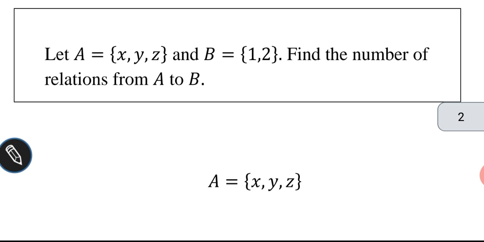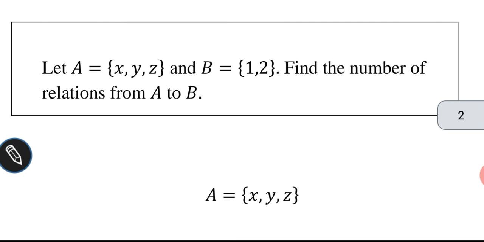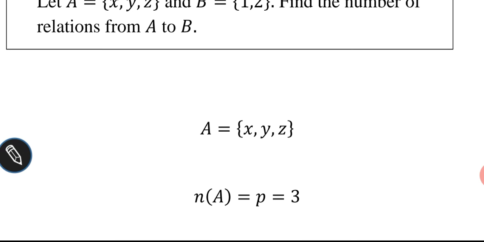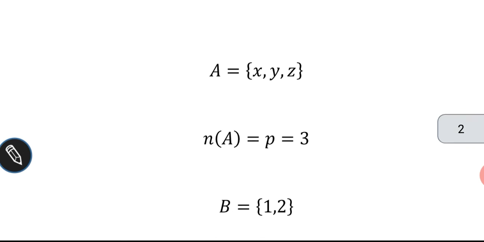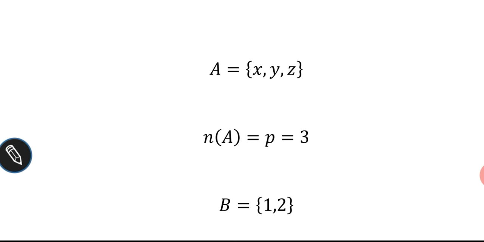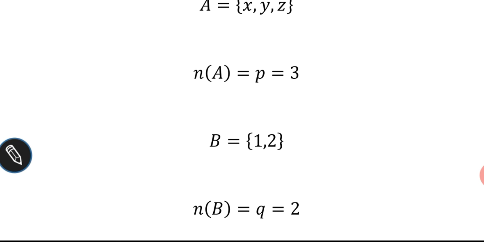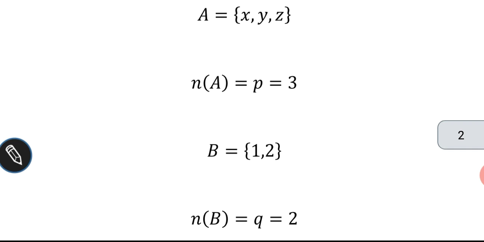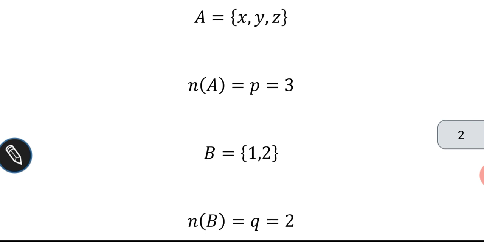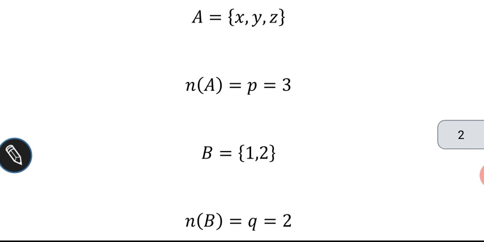So set A = {x, y, z}, so n(A) = p = 3. Set B = {1, 2}, so n(B) = q = 2. Set A has 3 elements, so n(A) = p. Set B has 2 elements, which are 1 and 2, so n(B) = q = 2.